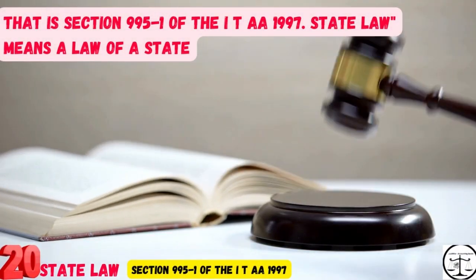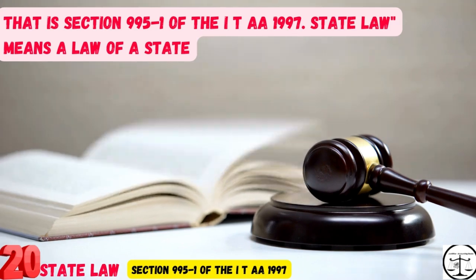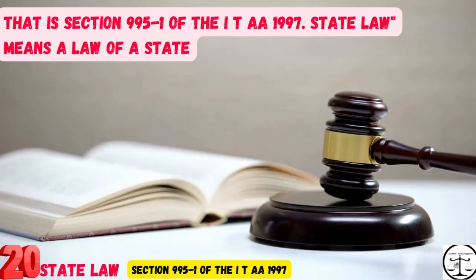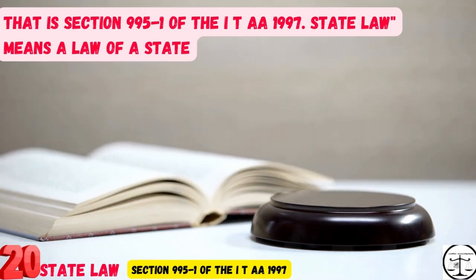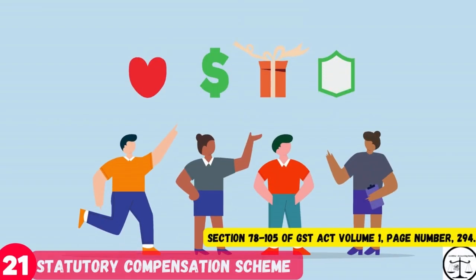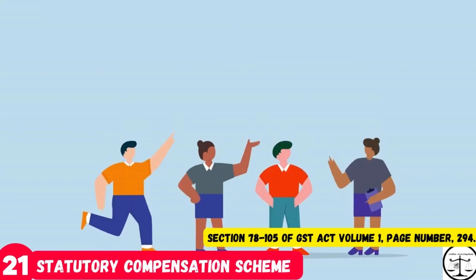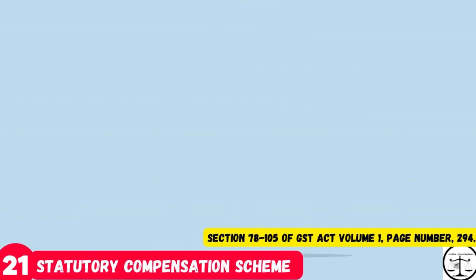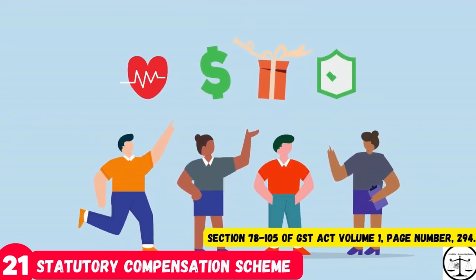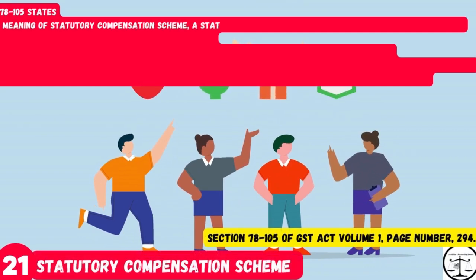State law has the meaning given by Section 995-1 of the ITAA 1997. That is Section 995-1 of the ITAA 1997. State law means a law of a state. Next word. Word number 21. Statutory compensation scheme has the meaning given by Section 78-105. That is Section 78-105 of GST Act Volume 1, page number 294. 78-105 states.